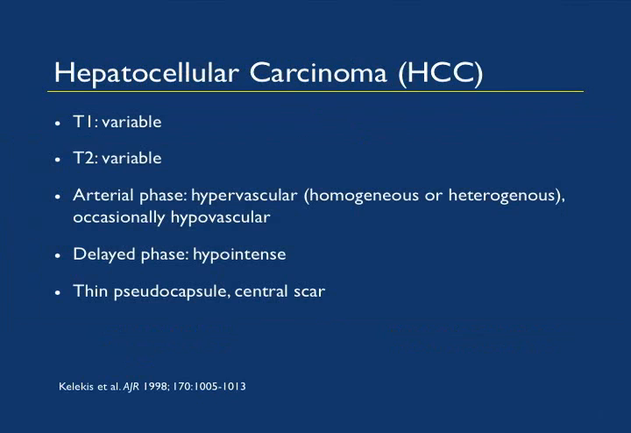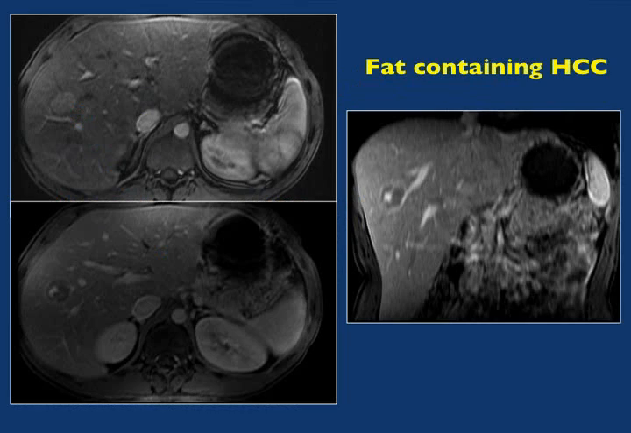So hepatocellular carcinoma, in the arterial phase, appears hypervascular. Only very rarely does it appear hypovascular. And the delayed phase or the portovenous phase shows hypointensity, and that's one of the hallmarks. And sometimes there can be a thin capsule or a central scar. The next slide shows a fat-containing HCC in which on T1 there is isointensity or hypointensity consistent with a significant fat signal. That's a hallmark of HCC, that these tumors contain fat.